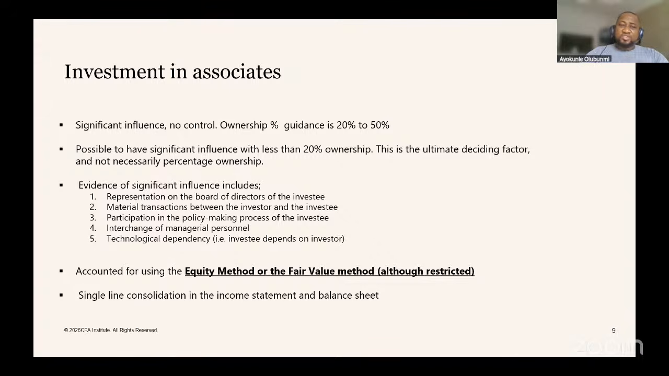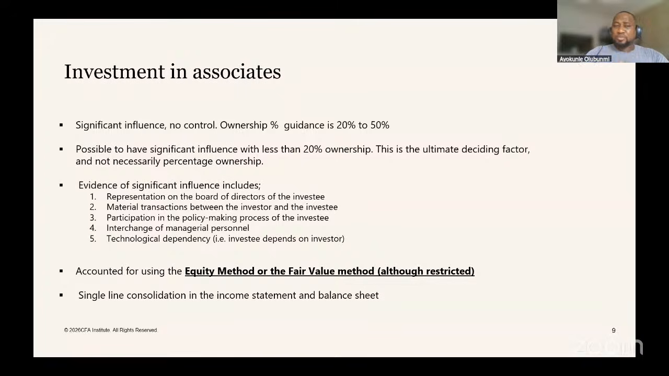Assuming also that the investor company has a significant participation in the policy making process of the investee company, definitely that shows that you have significant influence. And of course, when you have interchange of managerial personnel, for instance, if you are seconding somebody from the investor company to the investee company, or you are bringing somebody from the investee company to the investor company, either to understudy and even understand some other things a bit better. Then, of course, when you have technology dependency, particularly when the investee company is depending on the investor company.